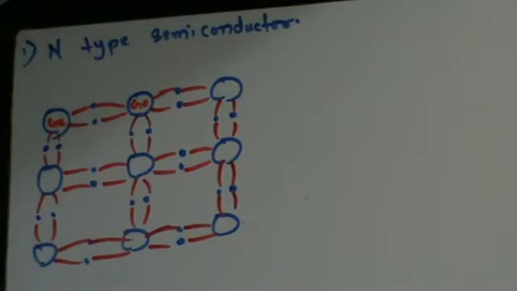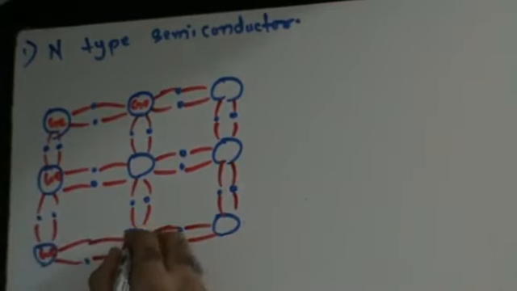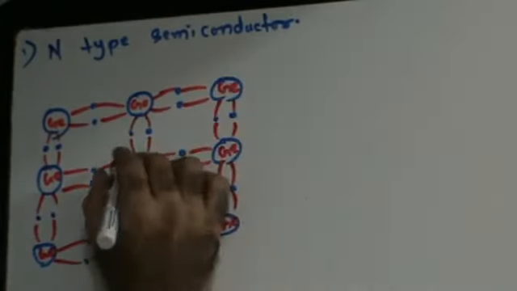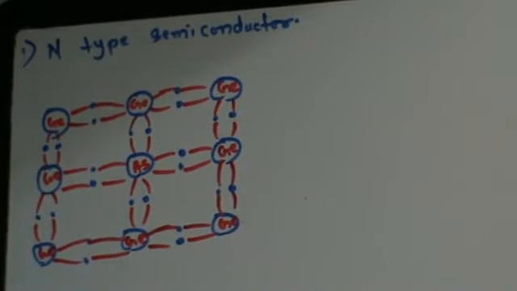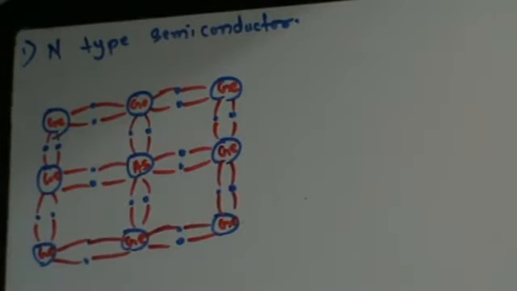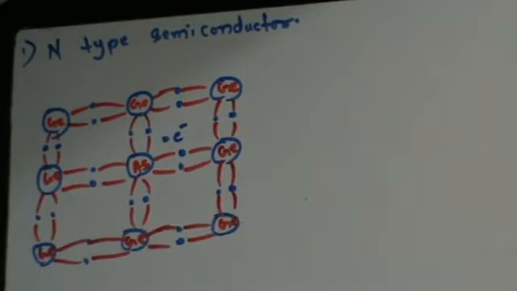So this is your crystal lattice of an N-type semiconductor, where you have germanium and a small amount of pentavalent impurity is added. Let's assume that the pentavalent impurity is arsenic. Now arsenic has 5 electrons, out of which 4 electrons will combine with the adjoining 4 germanium atoms. One arsenic electron is going to be free. This is my free electron that remains here.